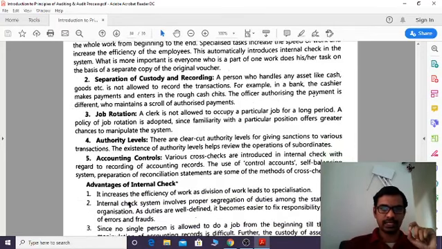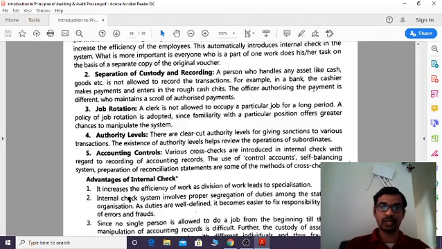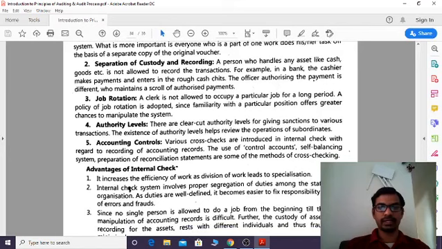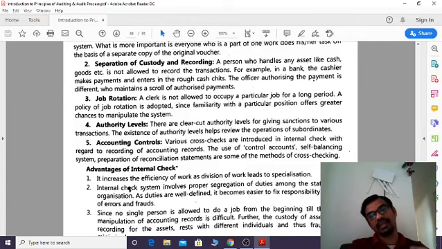Then separation of custody and recording. A person who handles any asset like cash, goods, etc. is not allowed to record the transaction. For example, in a bank, the cashier makes payments and enters them in the rough cash book. The officer authorizing the payment is different, who maintains the scroll of authorized payments. So the person who handles the asset does not have the right to record a transaction regarding it; another person records that. Means custody of the asset belongs to one person, and recording of the transaction related to that asset belongs to another.